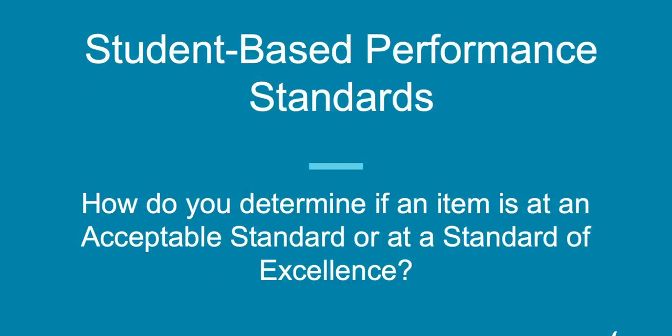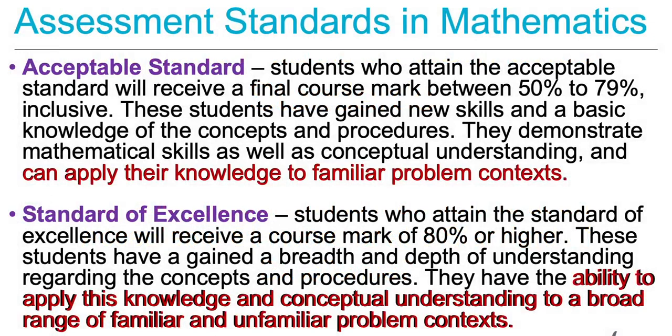Another factor that needs to be considered when writing items is the student-based performance standard of an item. So how do we determine if an item is at the acceptable standard level or the standard of excellence level? So in assessment, the 2 student-based performance levels have been defined. A student who achieves an acceptable standard will receive a final grade between 50% and 79%.